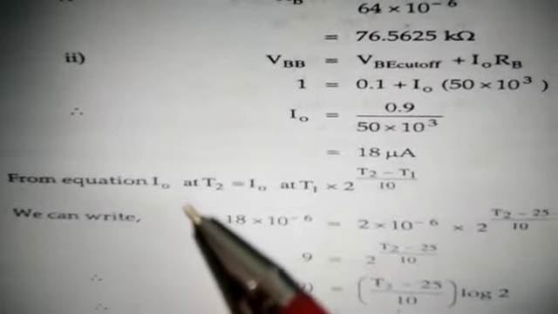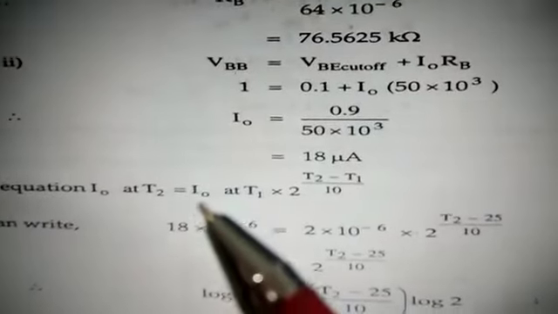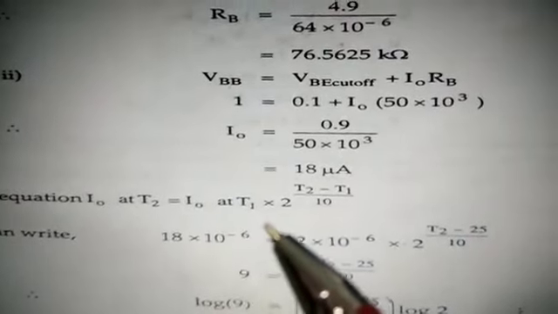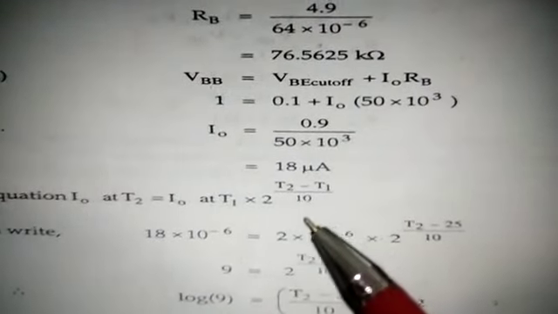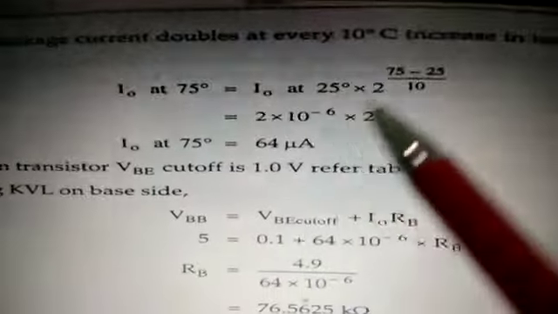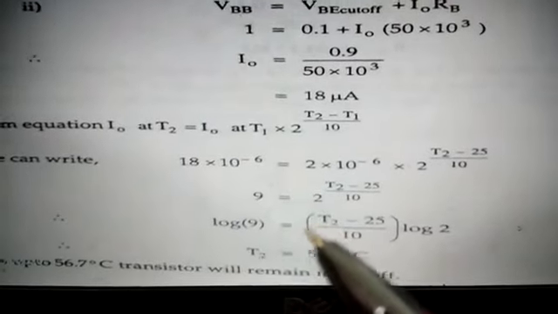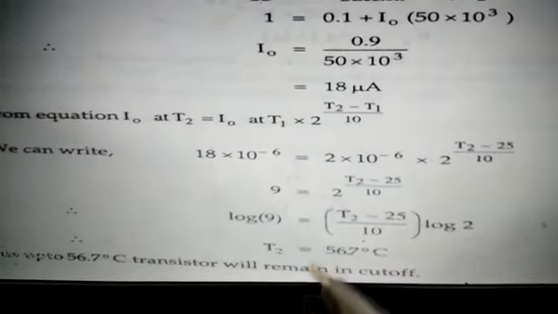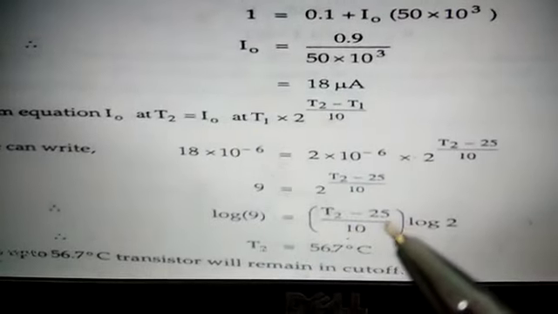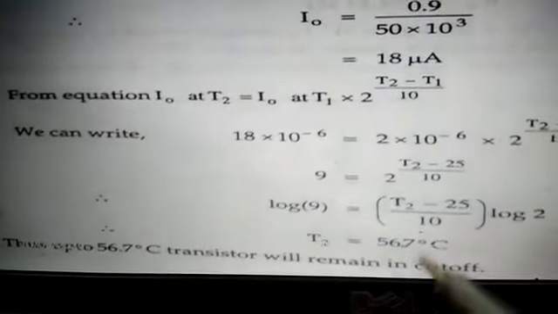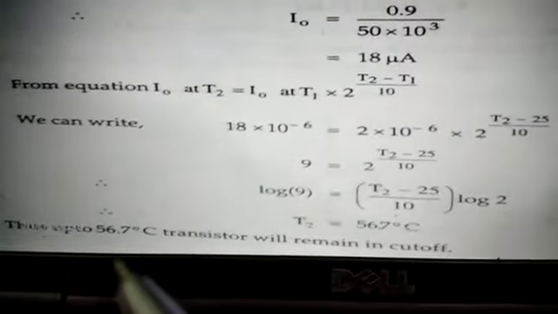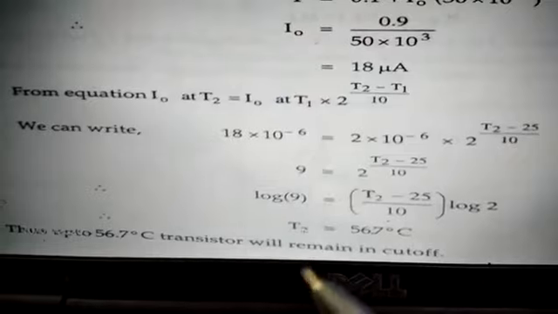Now from the equation, we have I0 at T2 is equal to I0 at T1 into 2 to the power (T2 minus T1) upon 10, as we have already seen this formula. Using this formula, we can calculate the value of T2. T1 is 25 degrees and T2 comes to be 56.7 degree centigrade. Thus up to 56.7 degree centigrade, the transistor will remain in cutoff. This is the answer.